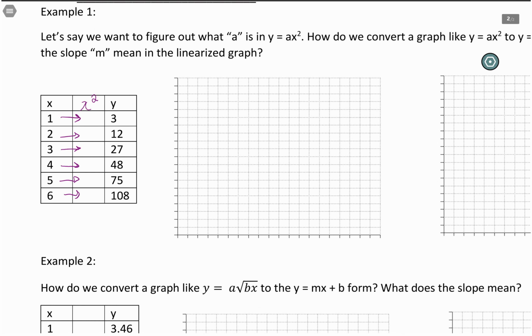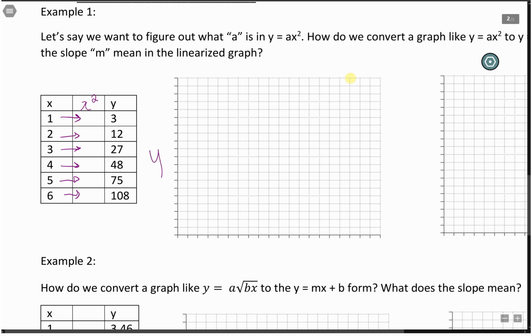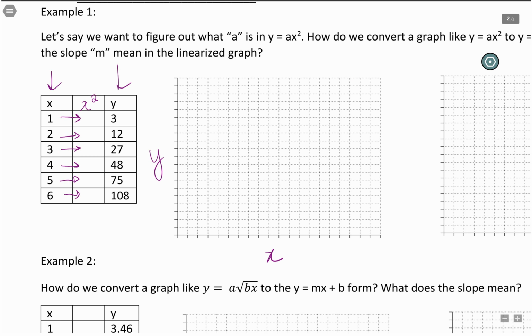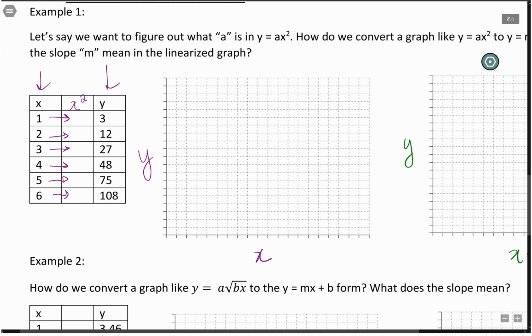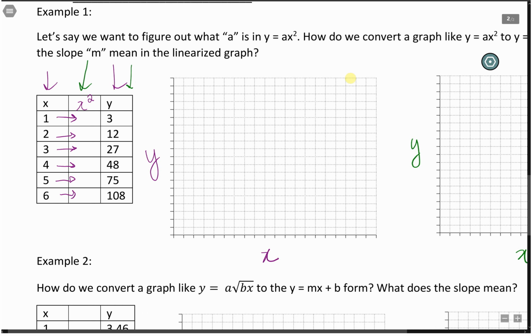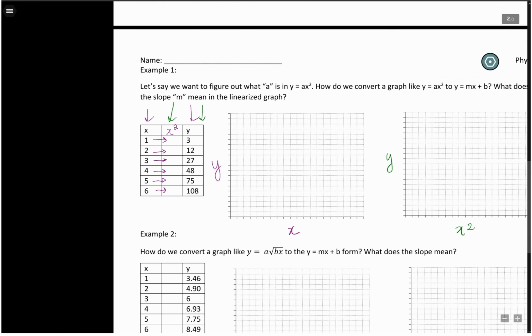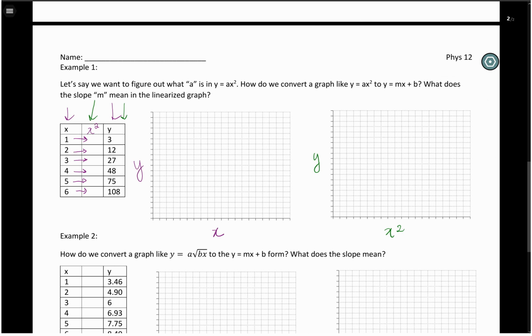What you're going to do is, in your first graph that you see in front of you, plot y versus x. So you're going to plot the first column with the third column. In the second graph, you're going to plot y versus x squared, so plotting your second column versus your third column. I am going to do that as well, and then in the end we can compare what our graphs look like. So this is a good time to pause and do that step if you haven't done so.